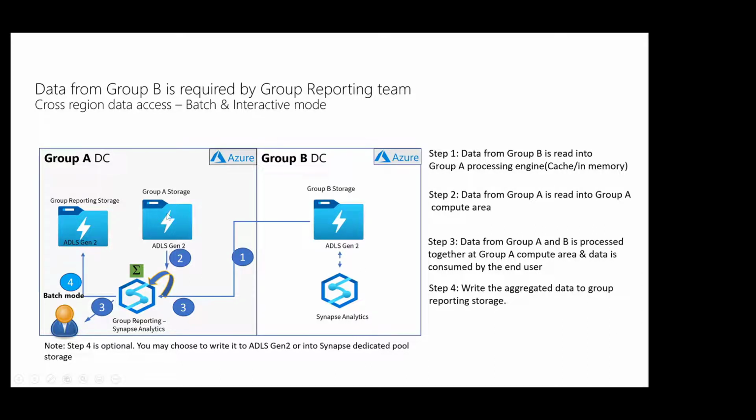So I will bring in the data from group A, I will bring in the data from group B, I will do all the data churning that I have to do, and I may let the user access it on the fly there, or if I'm allowed by the regulators, I might even let this be stored on my group reporting storage after aggregation, probably, right? So this is very high level.